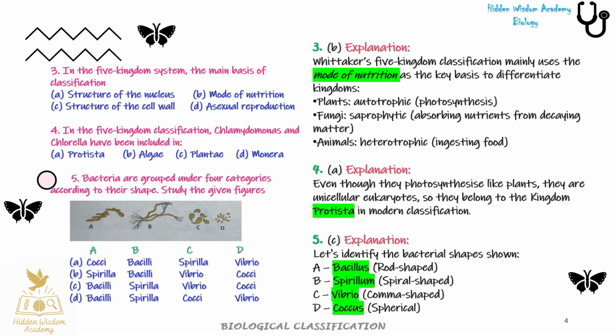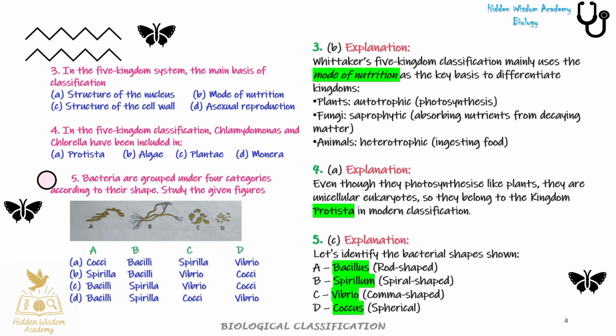5. Bacteria are grouped under 4 categories according to their shape. Study the given figures. Can you recall from the notes the bacterial shapes? Option A. A is cocci. B is bacilli. C is spirilla. D is vibrio. Option B. A is spirilla. B is bacilli. C is vibrio. D is cocci.